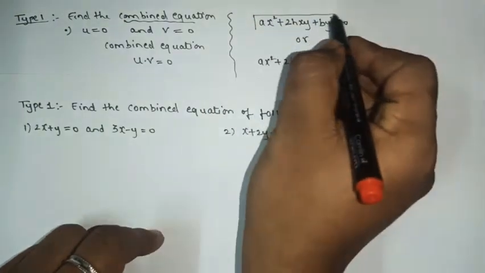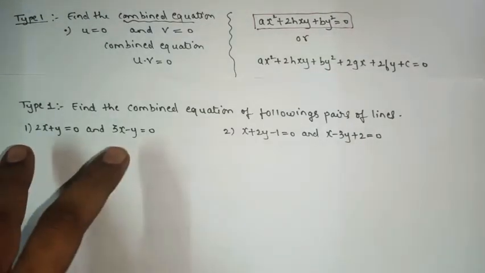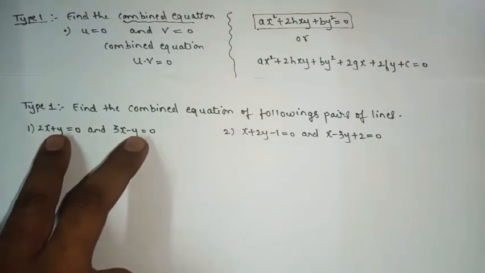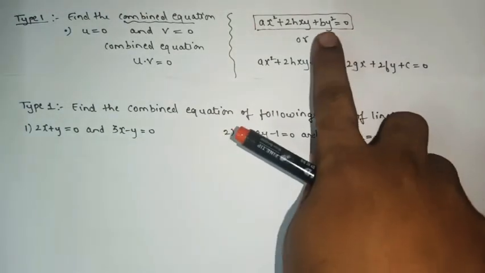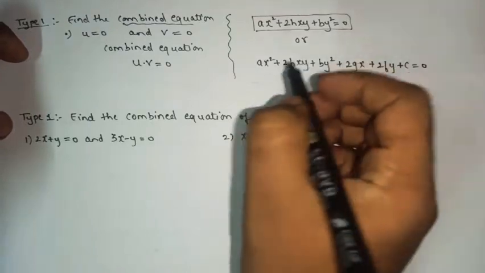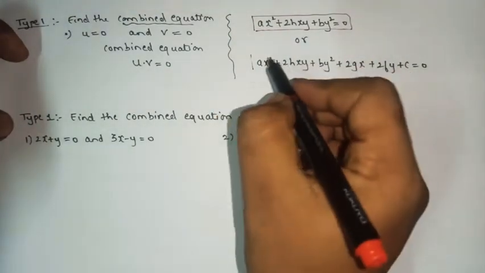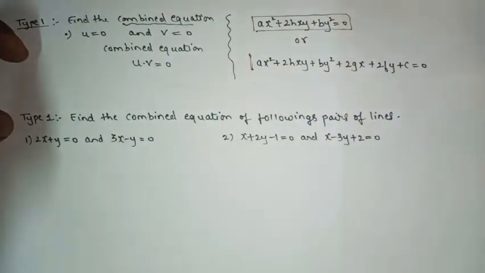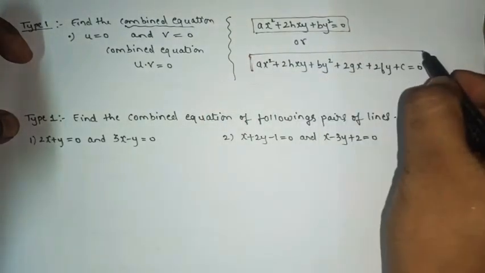Which one? It will be in this form: ax² + 2hxy + by² = 0. So whenever the third term is missing, when you multiply these two linear equations, you will get a quadratic equation in this form. And when the third term is present and you multiply, the final answer will be in this form.